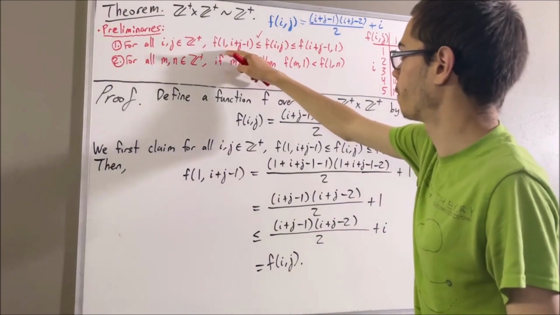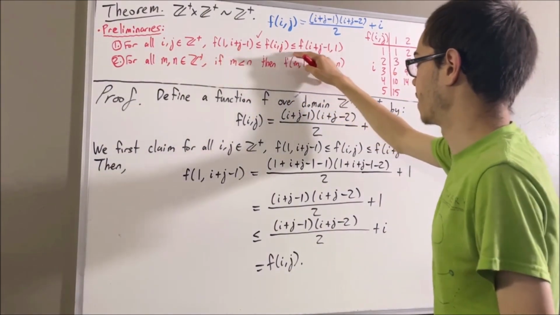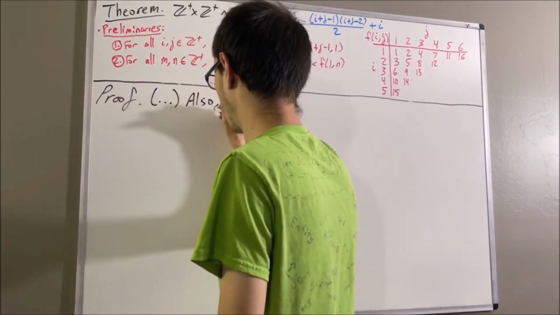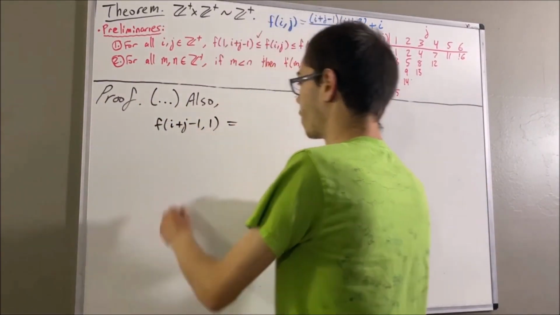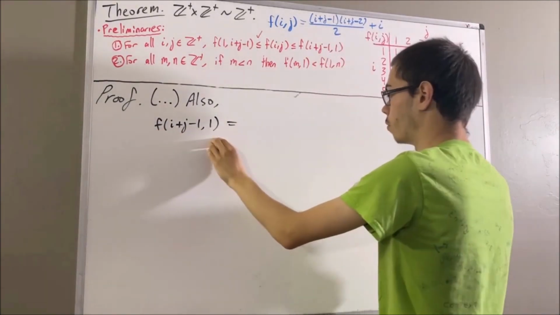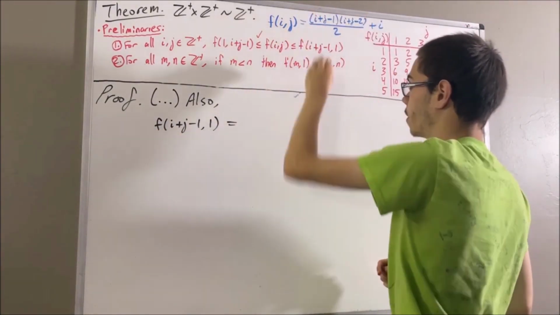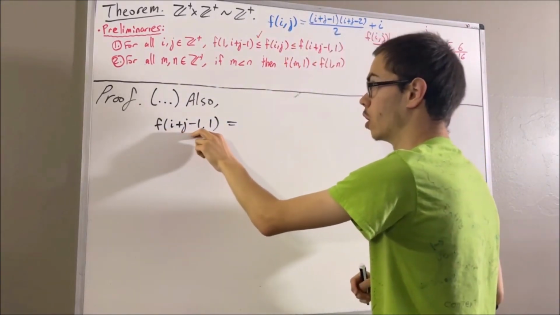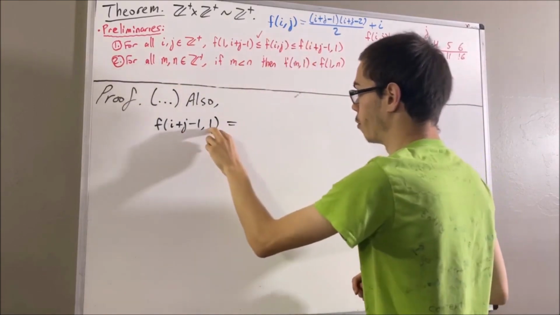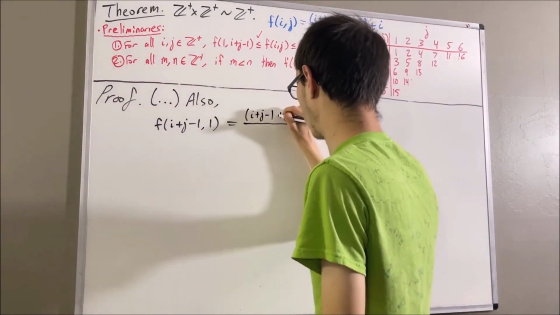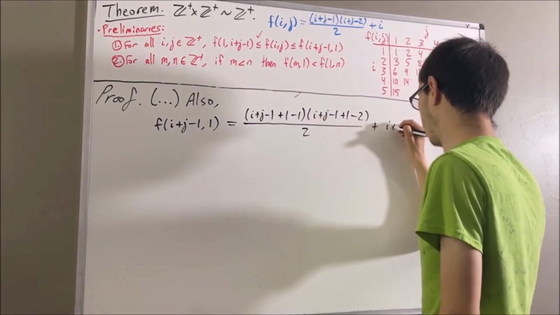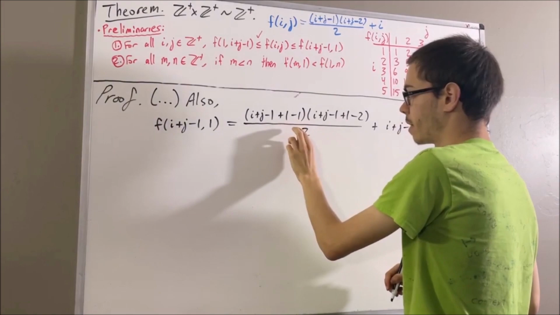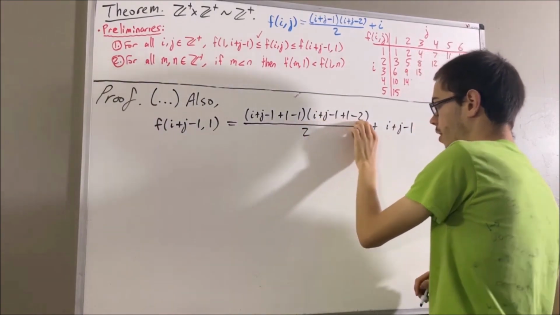So now that we've proven the first inequality, we're going to prove the second inequality. Now, to compute this value, we are again going to use the formula, right? We're going to take everywhere we see an i and replace it with i plus j minus 1. We're going to take everywhere we see a j, replace it with 1. Now, if you simplify the first parentheses, you're going to get i plus j minus 1. If you simplify the second parentheses, you're going to get i plus j minus 2.